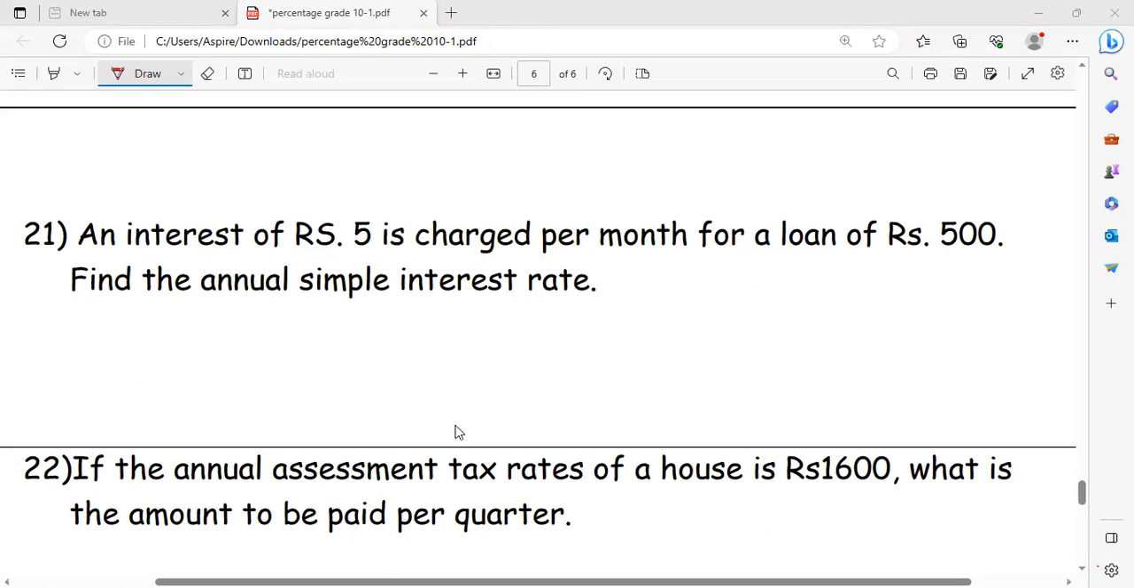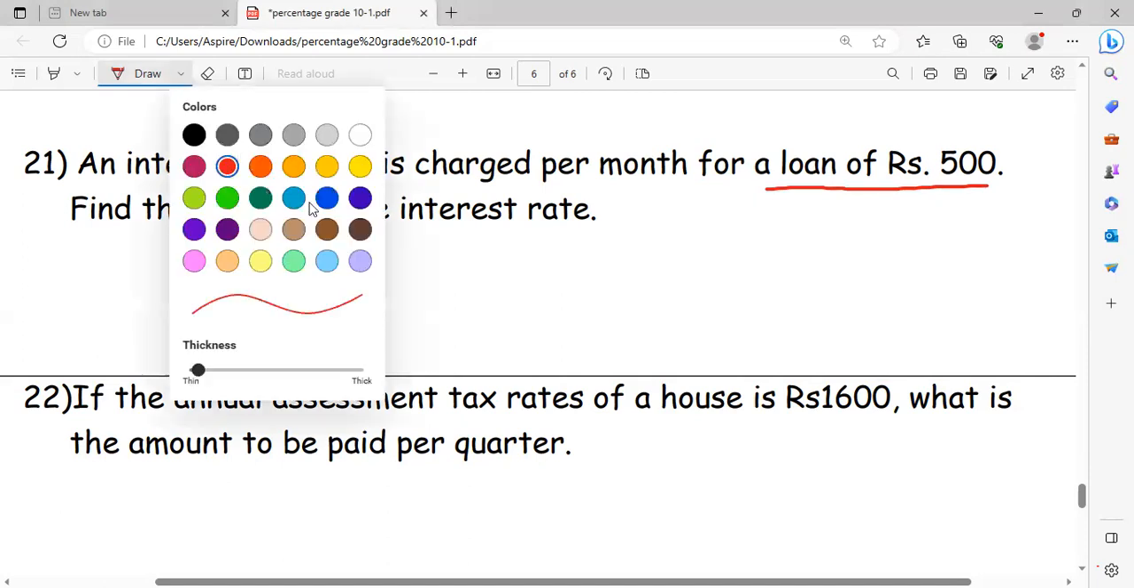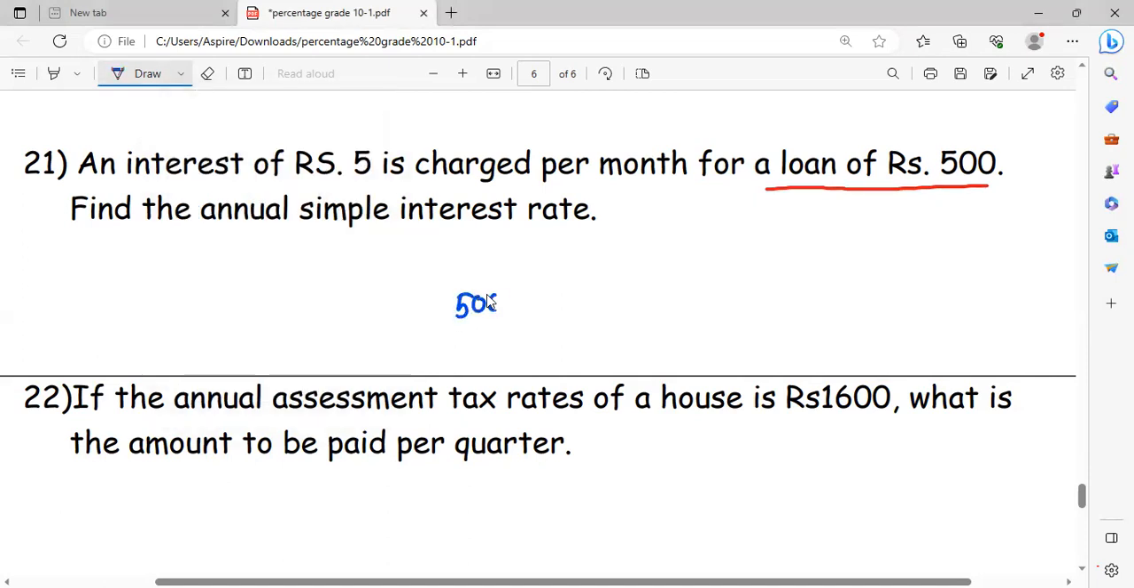Yes, how we calculate this one? An interest of 5 rupees is charged per month for a loan of 500. Find the annual simple interest rate. Then loan amount is given as 500 rupees. If the loan amount is 500, then the interest that has to be paid is 5 rupees. If it is 100 rupees, that means loan amount is 100, how much we have to pay?